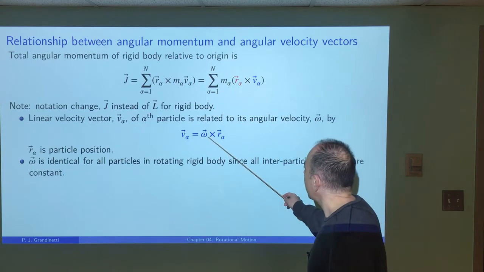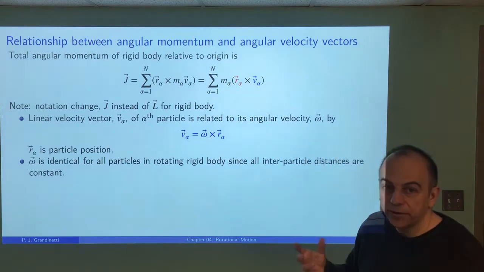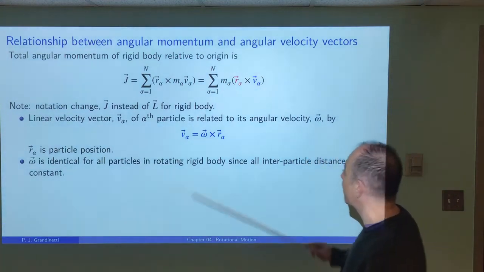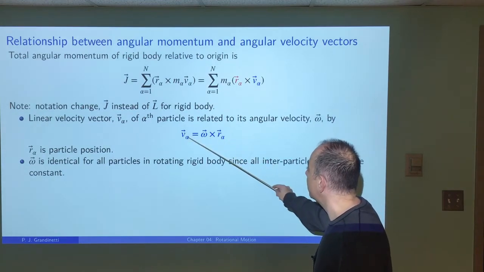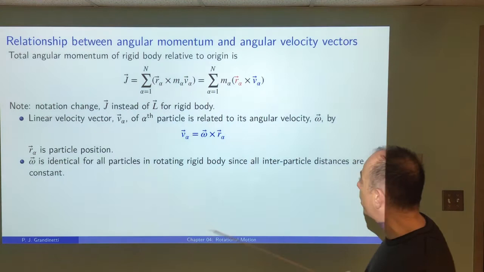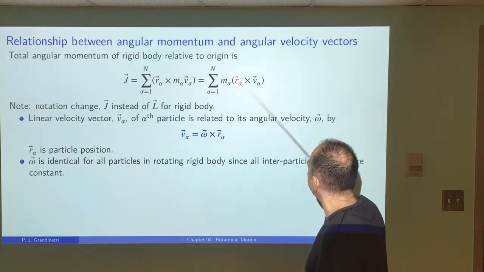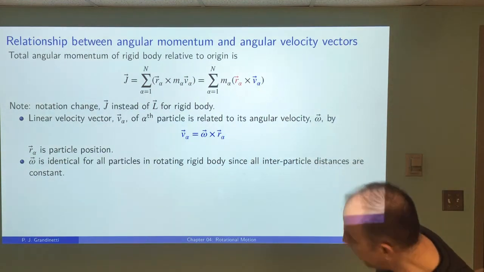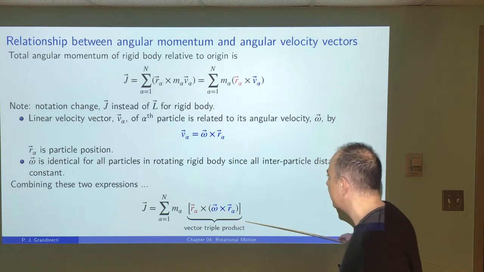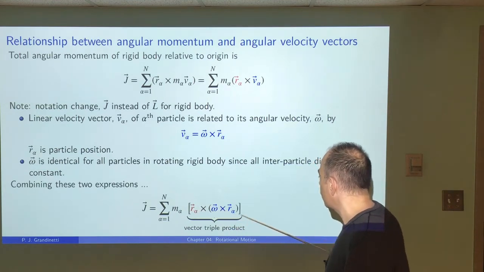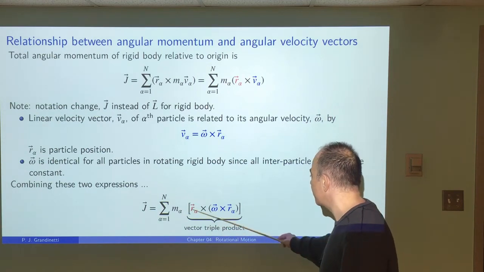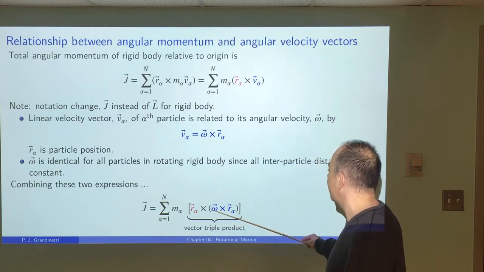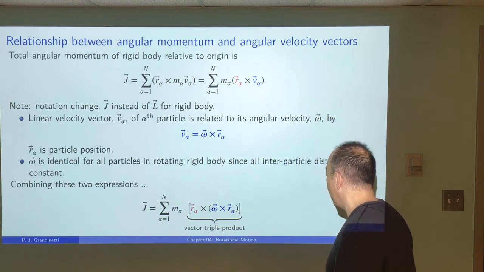In the rigid body, all of the particles will be experiencing the same omega, but they'll have different positions, so the linear velocity will be different for every particle. So I can take this expression and plug it in here, and I'll get this expression. Now this is a cross product twice, or a triple cross product. So it's the cross product of r with omega and that with r again.